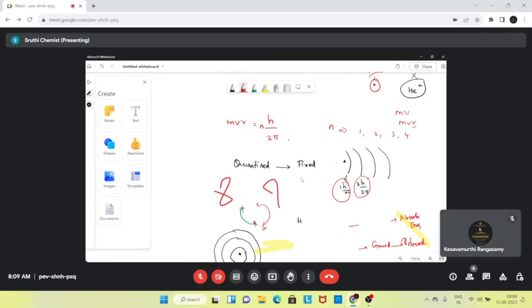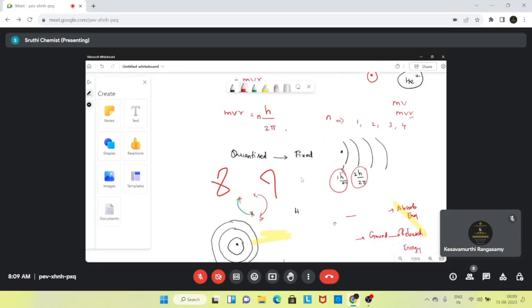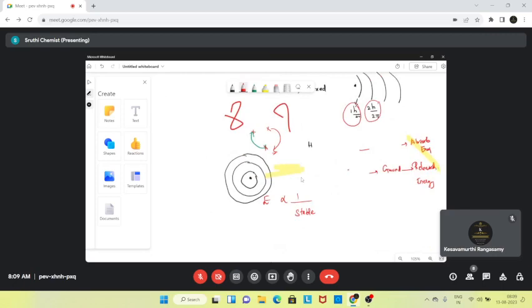Okay, for example, let's consider we have one electron in the first orbit. It has to move to the third orbit. So what will it do, will it absorb energy or release energy? Yes, students, it will absorb energy. Very good. So the electron in the first orbit is supposed to move to the third orbit, which means it has to absorb energy.